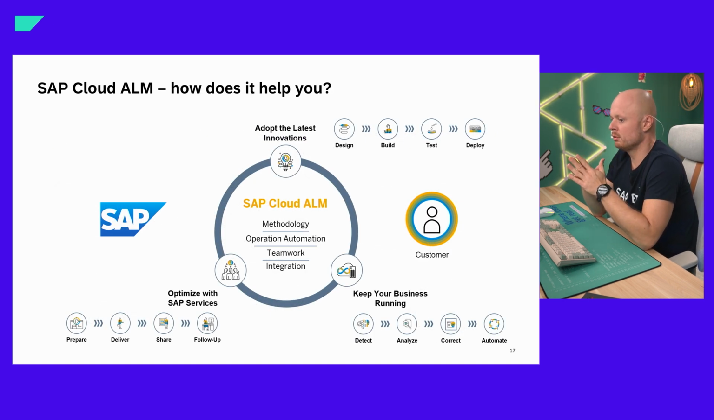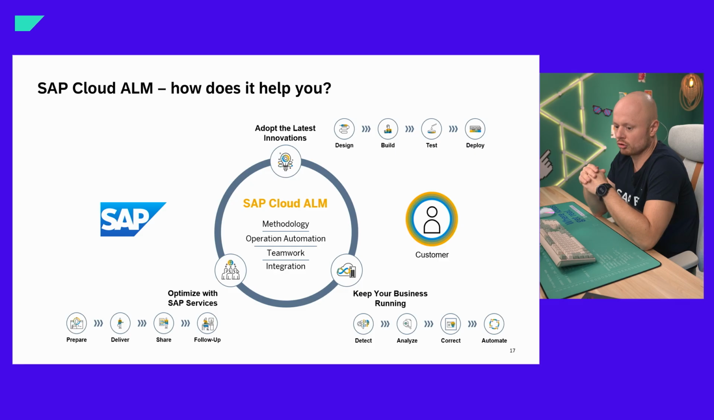So how does it help you? It's helping you with adopting the latest innovations. We have the design to deploy process in place, so you can document your business processes. And you can also create requirements and user stories out of this. You can do the whole configuration. You can assign transport requests and control transport requests on the managed systems. You can do all the testing, independent of whether it's manual or automated. And it helps you for the deployment later on also.